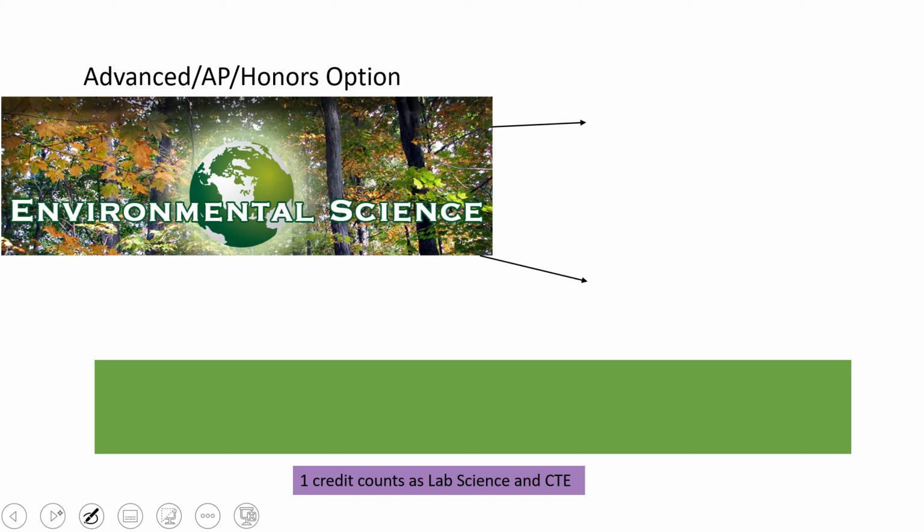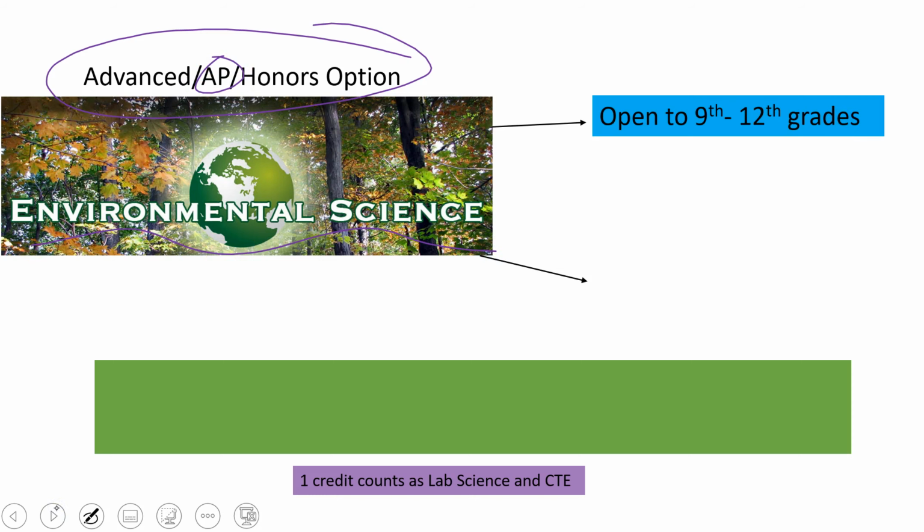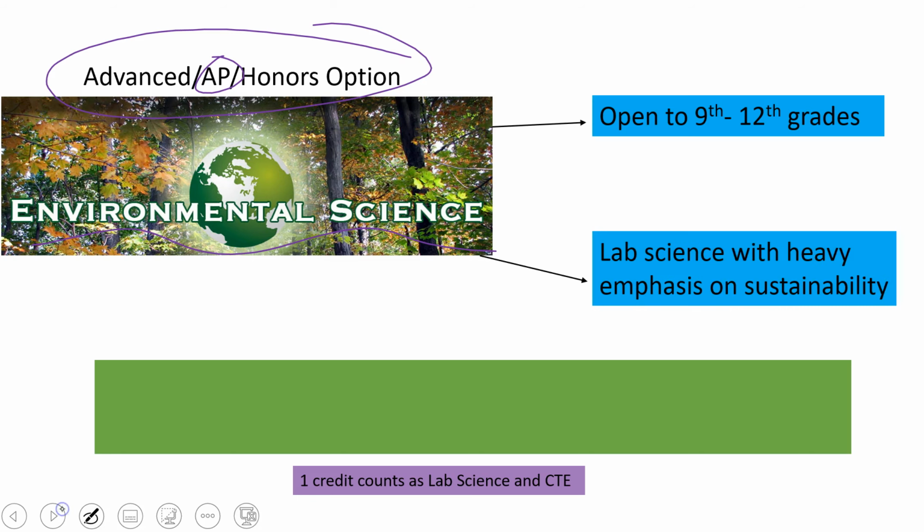Now, the only advanced or honors option available to you is AP Environmental Science. AP Environmental Science is a little different in that it's open to all 9th through 12th grades. So if you were to register for AP Environmental Science, your advanced option, you would be in a course that is mixed in with 9th, 10th, 11th, and 12th graders all in one classroom. It's also a lab science, but the emphasis in environmental science is on sustainability, although there is, of course, lots of engineering design built in as well.